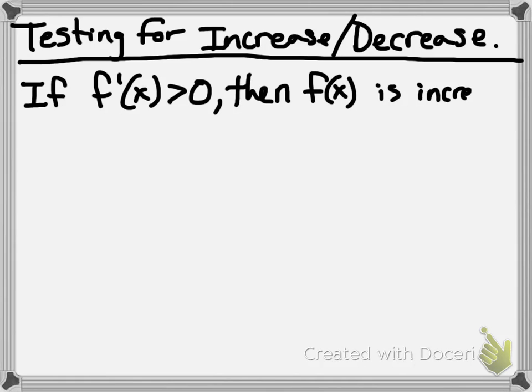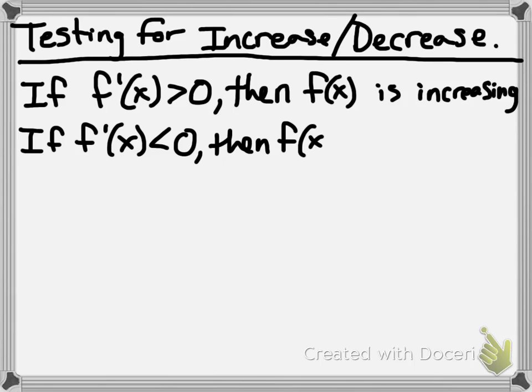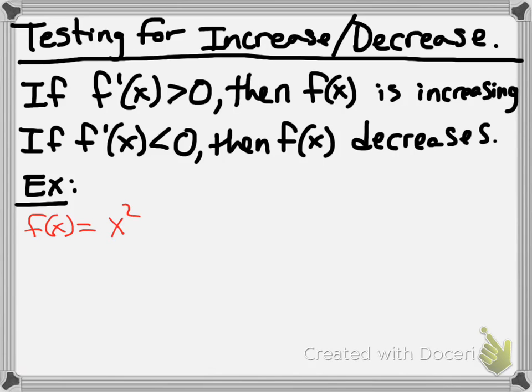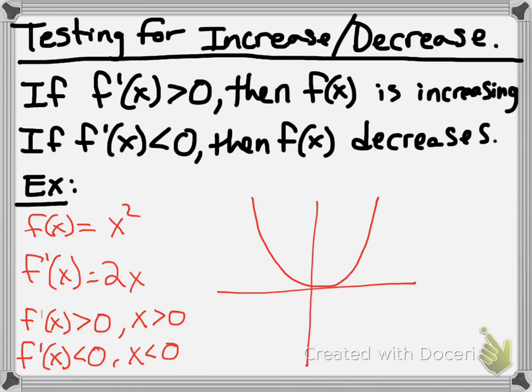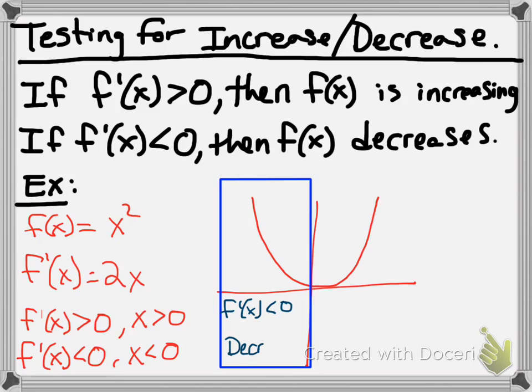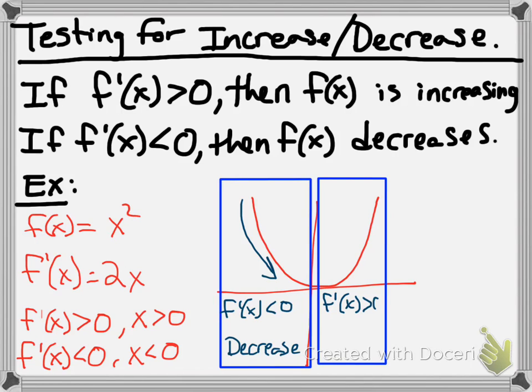If the first derivative of your function is greater than 0, then f of x is increasing. If your first derivative is less than 0, then your function is decreasing. For example, if we have the function x squared, then our first derivative is equal to 2x. That means our first derivative is greater than 0 when x is greater than 0, and less than 0 when x is less than 0. And you can see that by looking at my nice little diagram there.